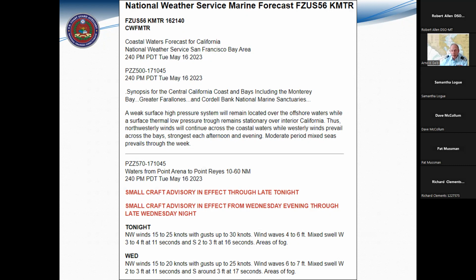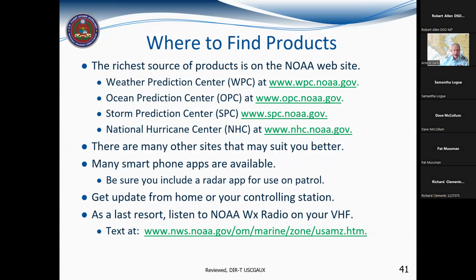You can find these and other products at the NOAA website. There are a number of different centers: the Weather Prediction Center, the Ocean Prediction Center, the Storm Prediction Center, and I think what most people have heard of, the National Hurricane Center. A lot of other sites that are a little bit less technical may be more suitable for you. A lot of smartphone apps are available for radar as well as prediction. One that I like is Weather Underground, which is less technical, and there are others.